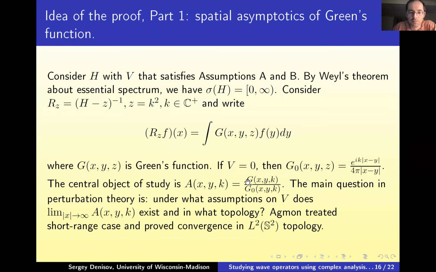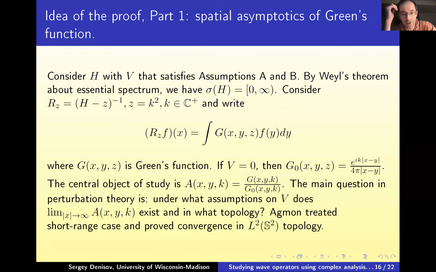And both functions here are going to be functions in K, and K is the square root of Z. Since the resolvent is analytic in Z, one can show that every single function here is also going to be analytic in K. And that will be the key connection to complex analysis. So analyticity of these functions in K is a key feature which allows us to prove the results.